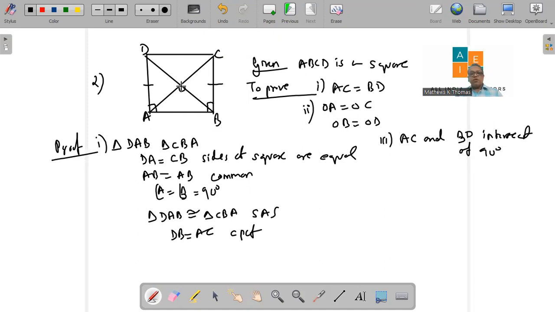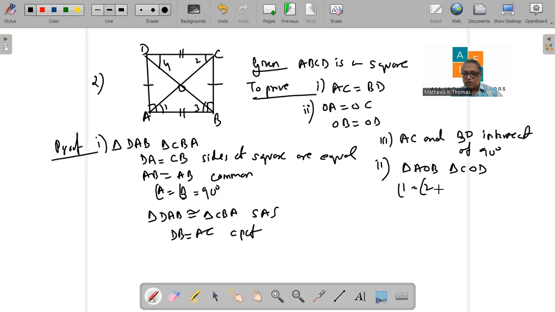To prove the second part, now we have to prove OA equal to OC and OB equal to OD. We are going to take these two triangles AOB and COD. I want to prove AOB and COD congruent. So what I'll do is I'll number these angles. Angle 1 and 2 are alternate angles, right? Angle 3 and 4 are also alternate angles. And AB and CD are equal to each other because sides of a square are equal. So we've got AOB and COD congruent by ASA, right?